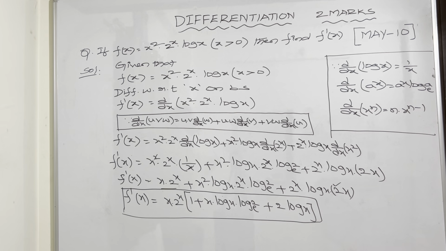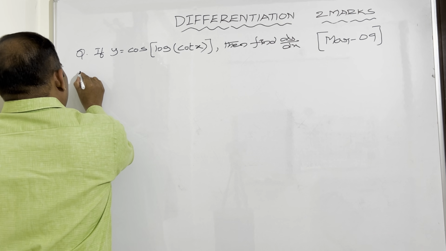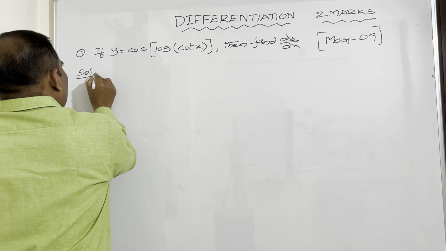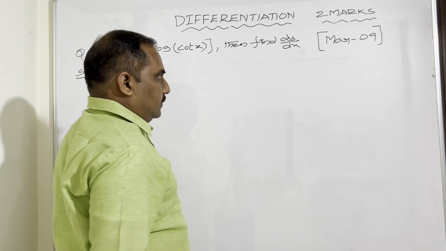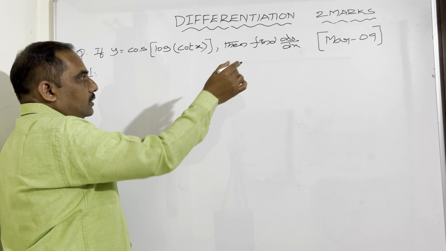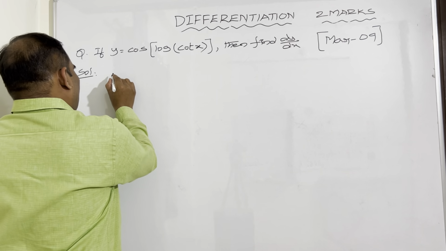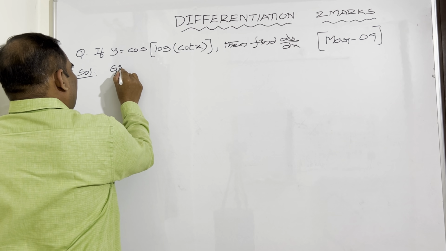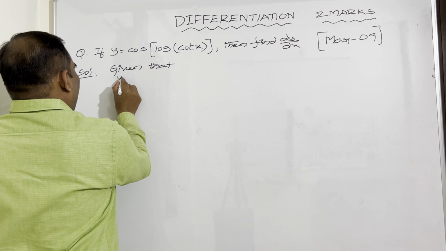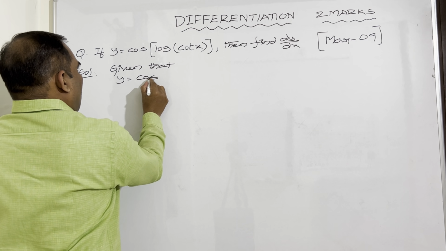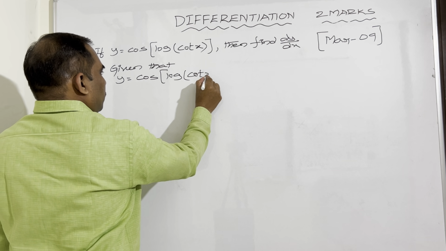Next. So the next question we are going to discuss is: if y is equal to cos of log of cot x, then find dy/dx. It is also a previous year's question, given in March 2009. So observe it carefully. Given that y is equal to cos of log of cot x, find dy/dx.